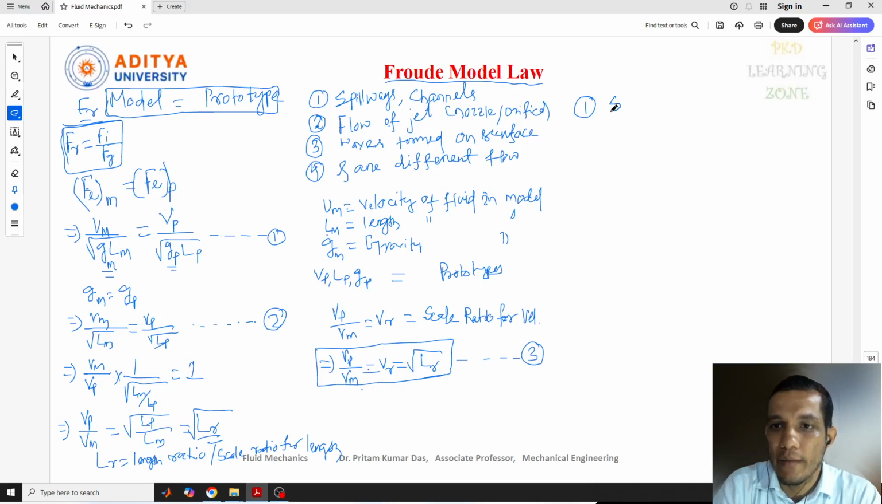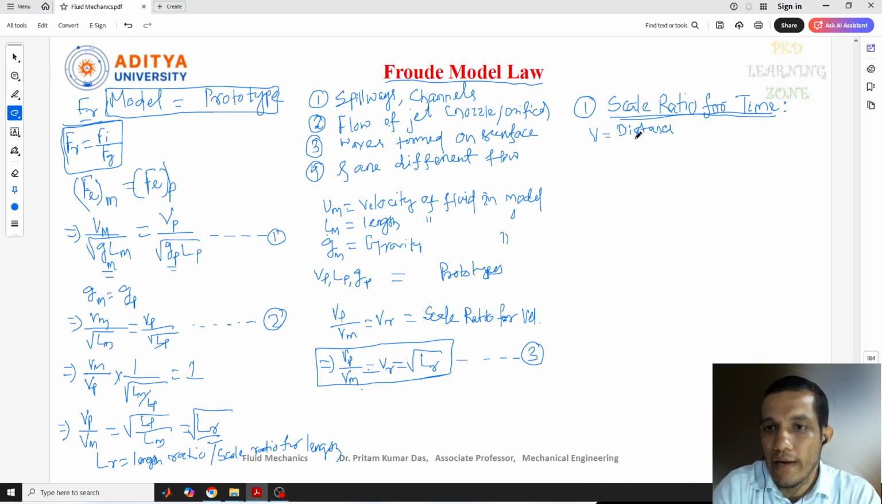One is the scale ratio for time. So here we can consider time. I'll tell one thing: velocity equal to distance by time, we know that. Now if I write the same thing in terms of time, then time equal to distance by velocity. Distance means length, so I can consider length by velocity.